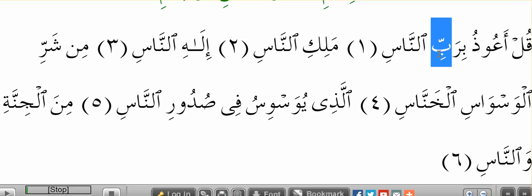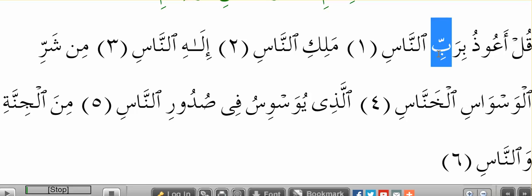Why did we have a single vowel on the ba? Harful jar is why we have a kasra. But why was it only one kasra? Because it's possessed. That's why it's only one kasra. The reason why it's kasra is because of the ba. But the reason why it's only one kasra, which is the question I ask, is because it's possession.